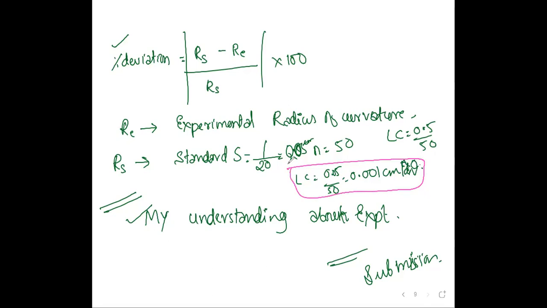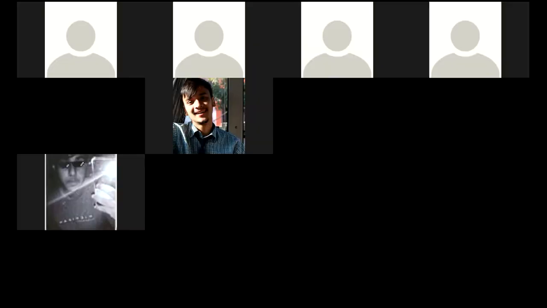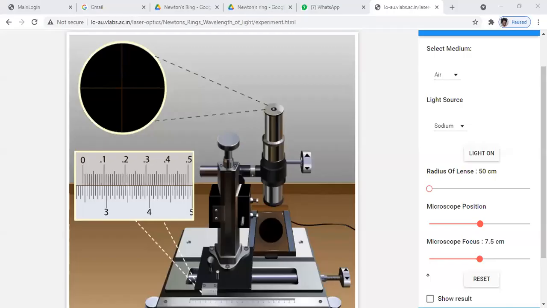Did you understand how to find the least count? There may be a circular scale or different types of scale, but this is the simple method to find the least count of any instrument, like a Vernier caliper. Did you understand? So this is the least count we have calculated.